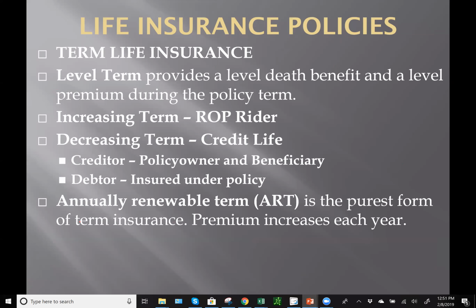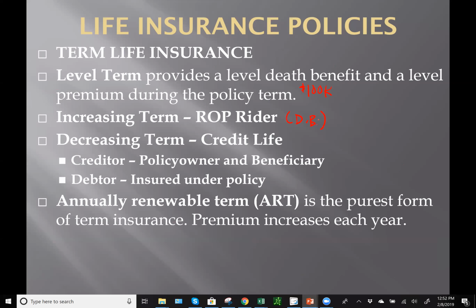So level term provides a level death benefit and a level premium during the policy term. So once again, I like to use $100,000 as a death benefit. So it starts out at 100,000, ends at 100,000, level death benefit. Next is increasing term insurance. And remember, on increasing term, it is the death benefit that is increasing, not the premium. It's the death benefit.